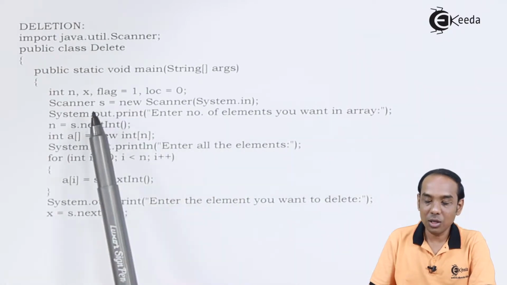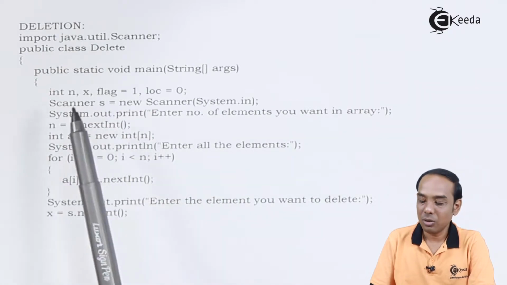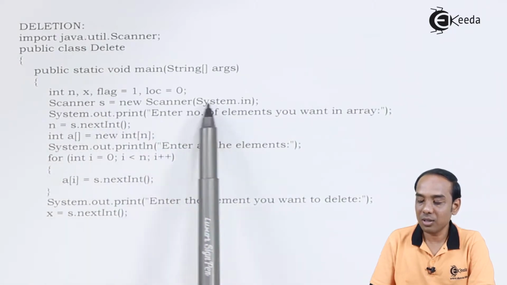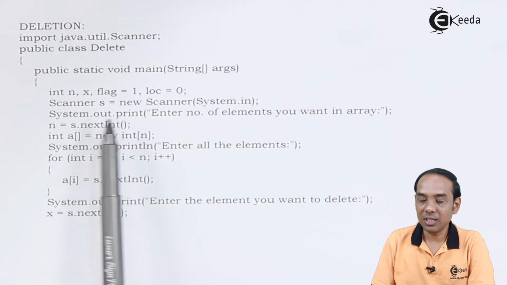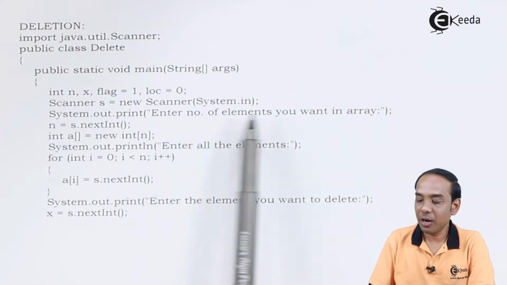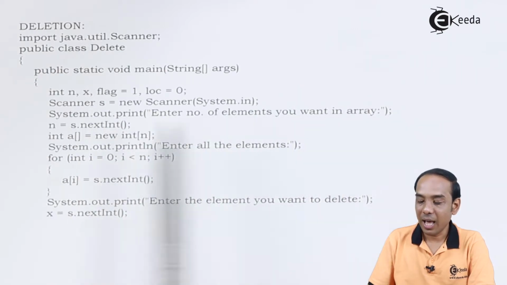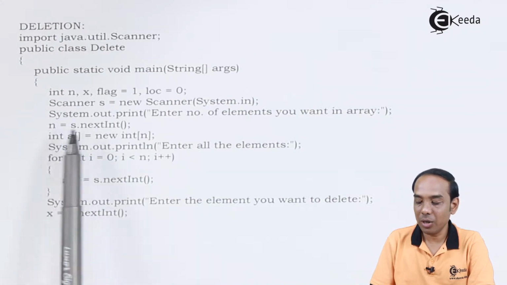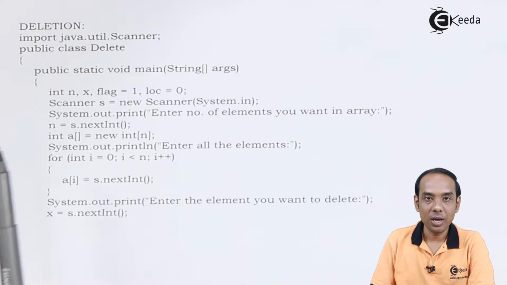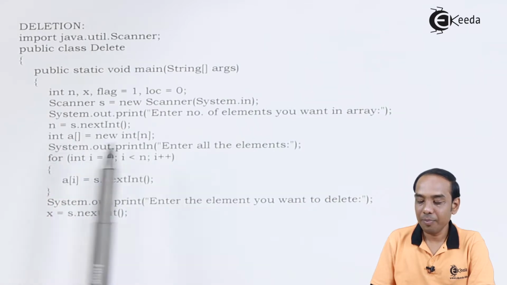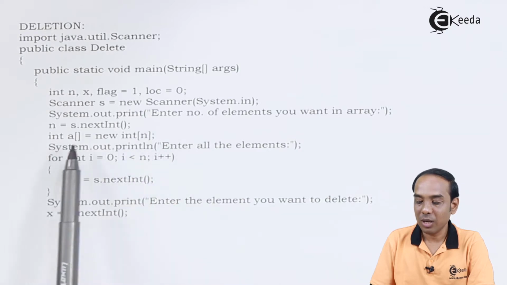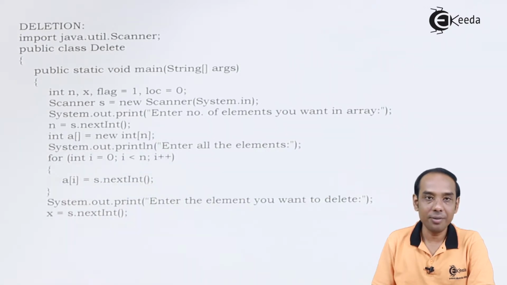Then I ask the user to enter the elements. So I take the scanner class object. I write Scanner s equal to new Scanner(System.in). I write System.out.println, enter number of elements you want in the array, and these elements are going to be stored into a variable called n. We write n equal to s.nextInt. Then we take the array int a equal to new int[n]. So the number of elements which the user passes, that much size array will be defined.